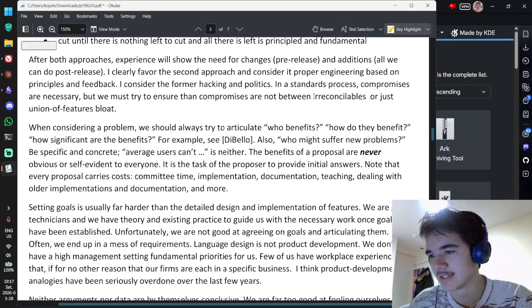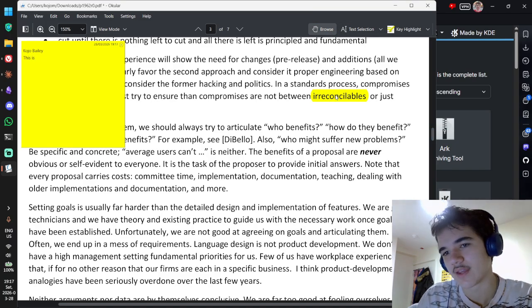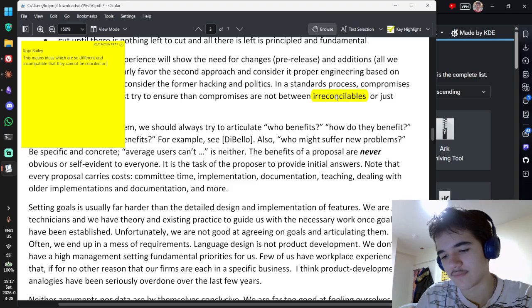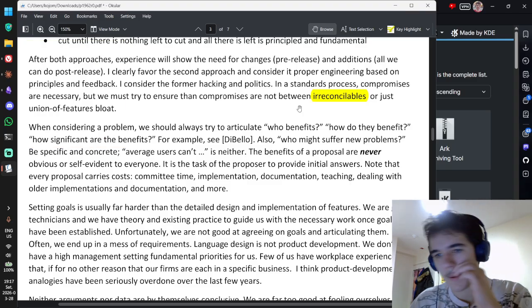Do I highlight this as well? Vocabulary. This means ideas which are so different and incompatible that they cannot be reconciled or compromised. And then union of features. I mean, that could, yeah, I don't know.